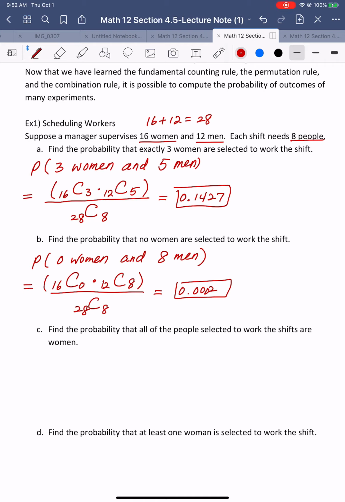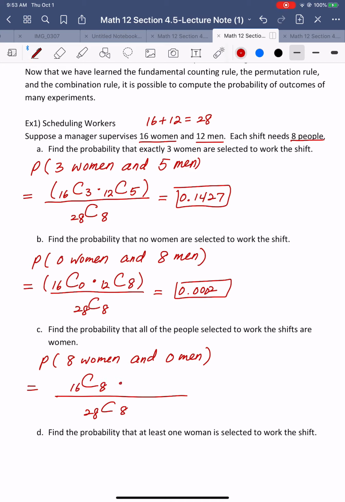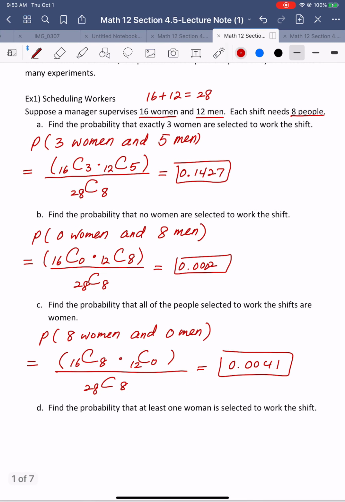And C, the probability that all of the people selected to work the shift are women. So everybody's a woman this time. So 8 women, which means 0 men. So you got 8 people from the 28, but everybody coming from the women, and from the men you pick 0. Compute this one, you got 0.0041.